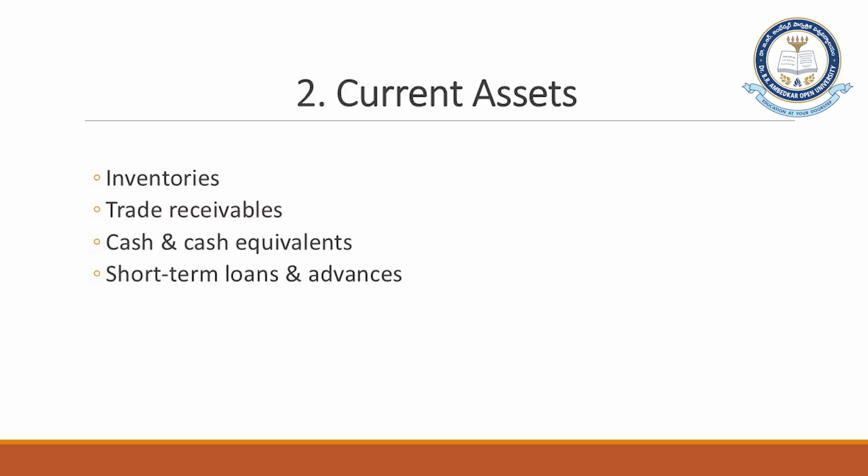Apart from it, we have another subgroup in the asset category, that is current assets. Current assets are like inventory, which is our stock, trade receivables like bills receivable, cash and cash equivalents like marketable securities or bank amount, and short term loans and advances will come under current assets.